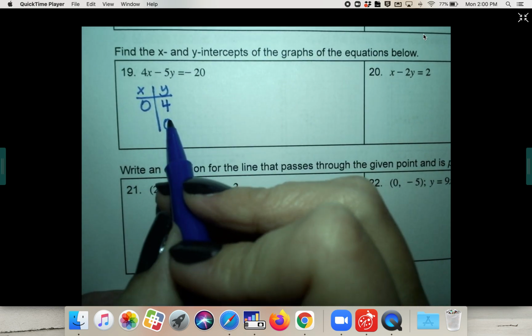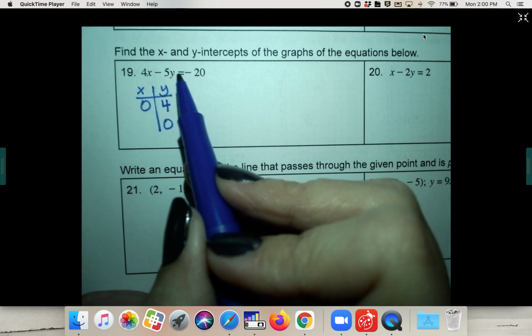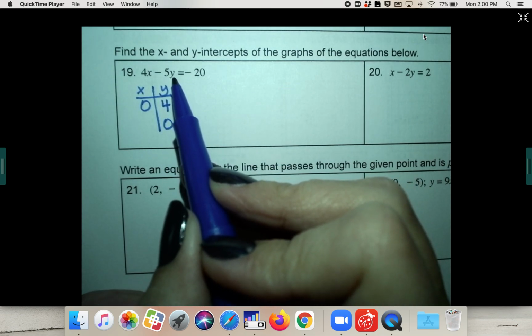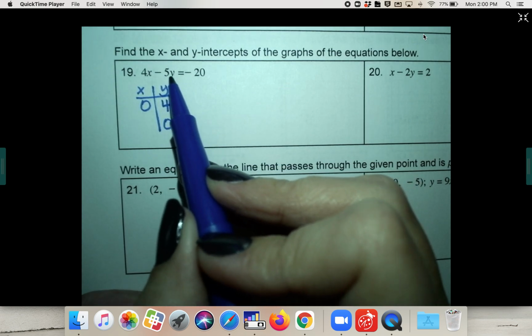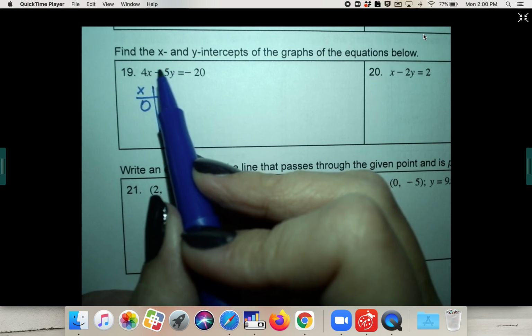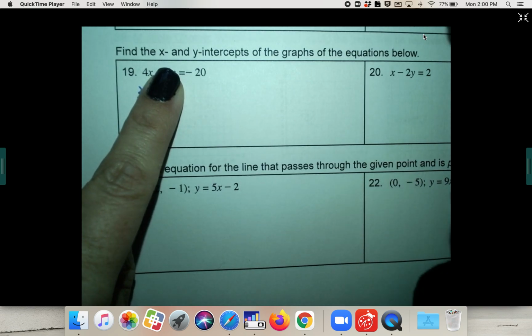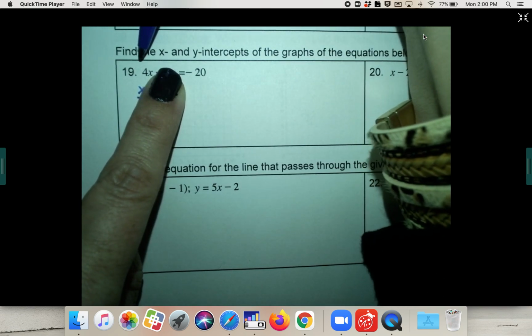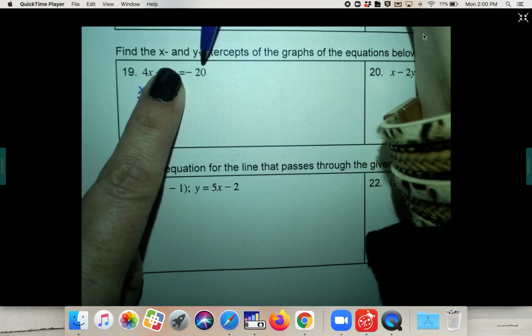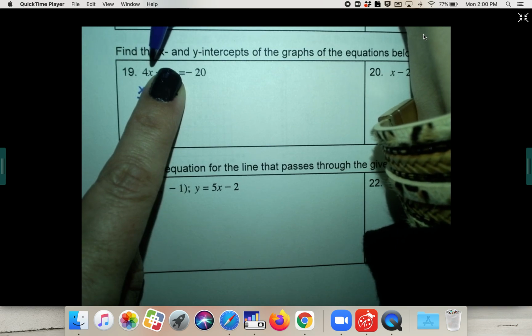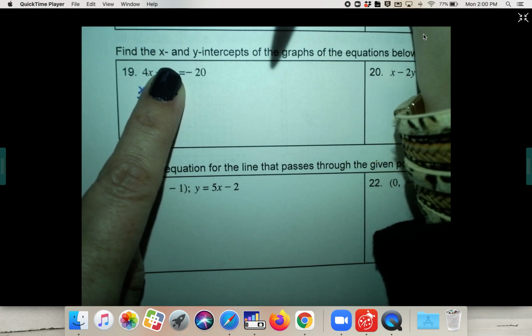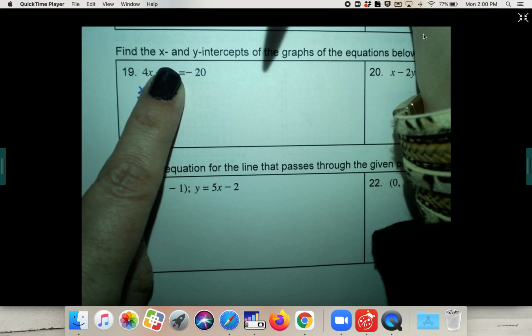Okay, now let's make y 0. So instead of this y right up here, I want you to see it as 0. It's being multiplied. So 0 times anything is just 0. That whole thing is gone. I'm going to cover up the whole thing. And what we have left is hard to see around my finger, but it's 4x equals negative 20. So 4 times what number equals negative 20? It is negative 5.